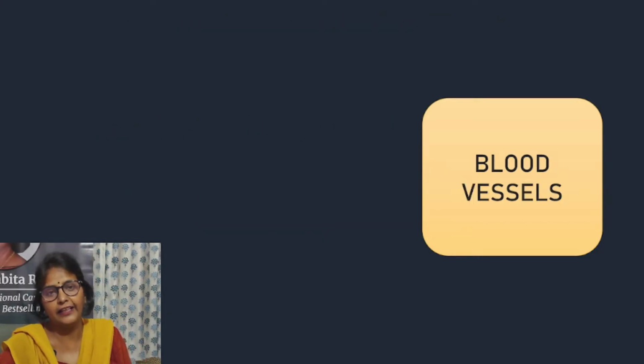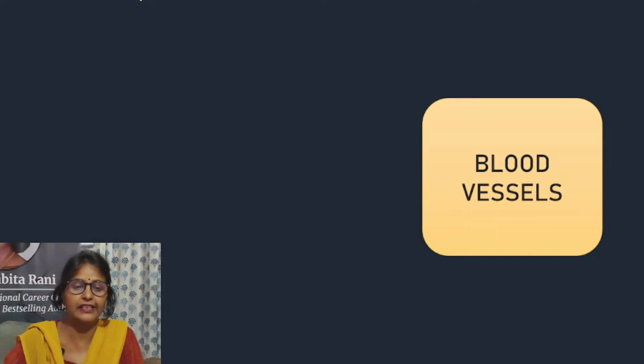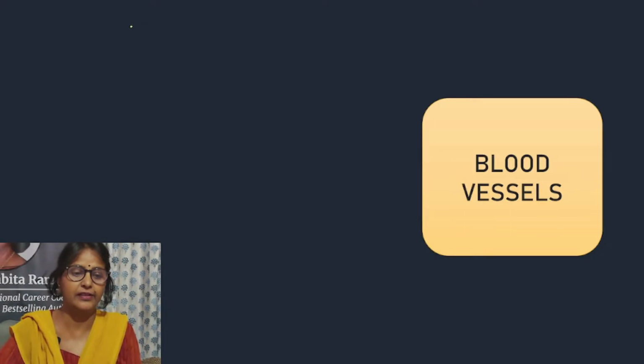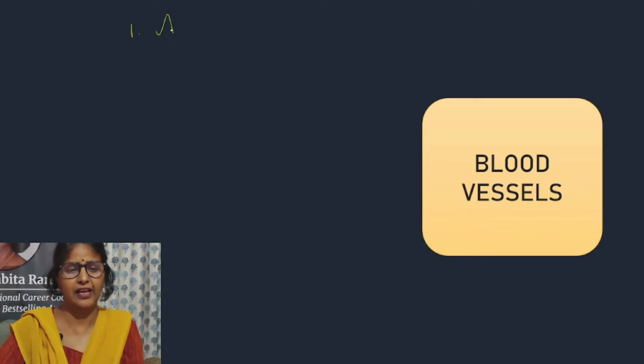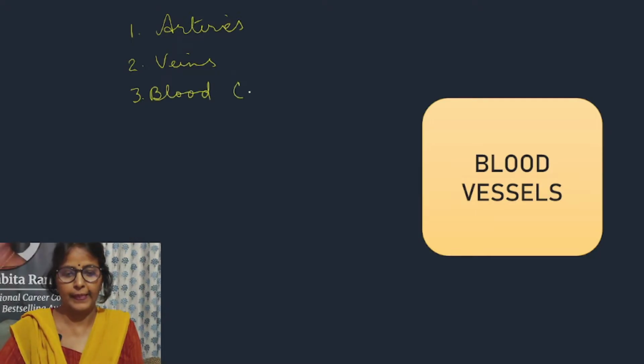The second thing that we need is blood vessels. There are 3 different types of blood vessels in case of human beings and other animals. They are arteries, veins, and blood capillaries. Let us see each one of them one by one. First, let us take artery.